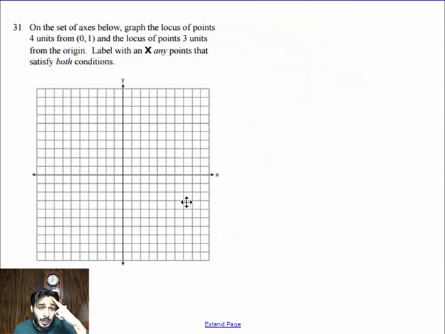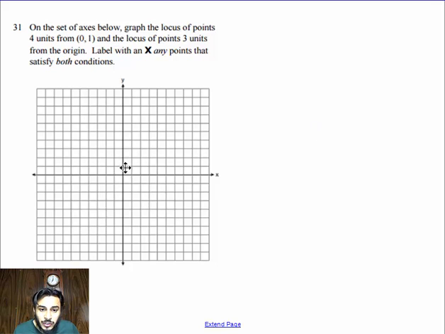All right, number 31. On the set of axes below, graph the locus of points 4 units from (0, 1). I'm going to stop there and do that part first before I even continue reading. So the locus of points 4 units from (0, 1). In other words, draw for me, or represent, all of the points that are 4 units from (0, 1).